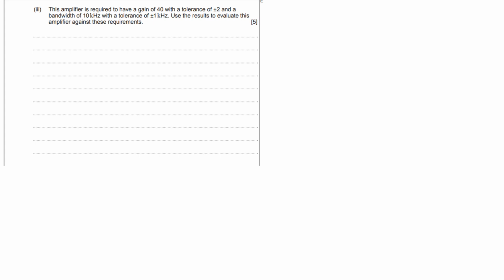Okay, so this one we had to evaluate. The amplifier has to have a gain of 40 with a tolerance of plus or minus 2 and a bandwidth of 10k with a tolerance of plus or minus 1k. Use the results to evaluate this against the requirements. So it's 5 marks here.